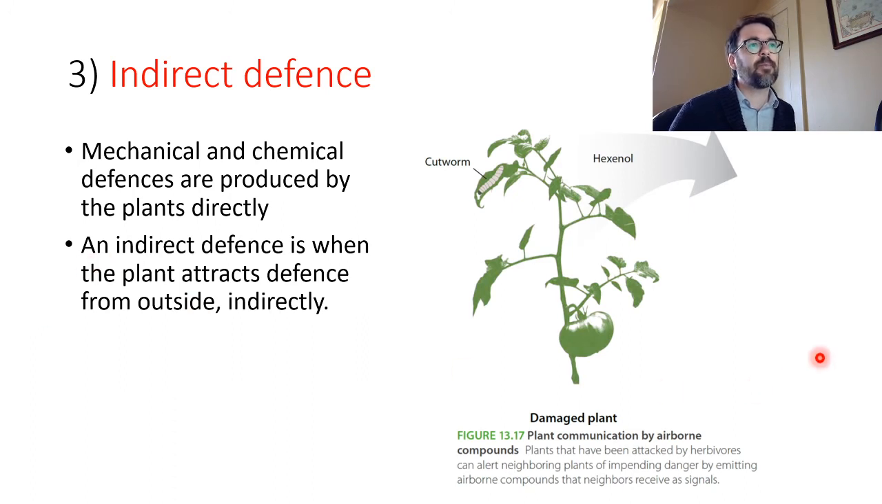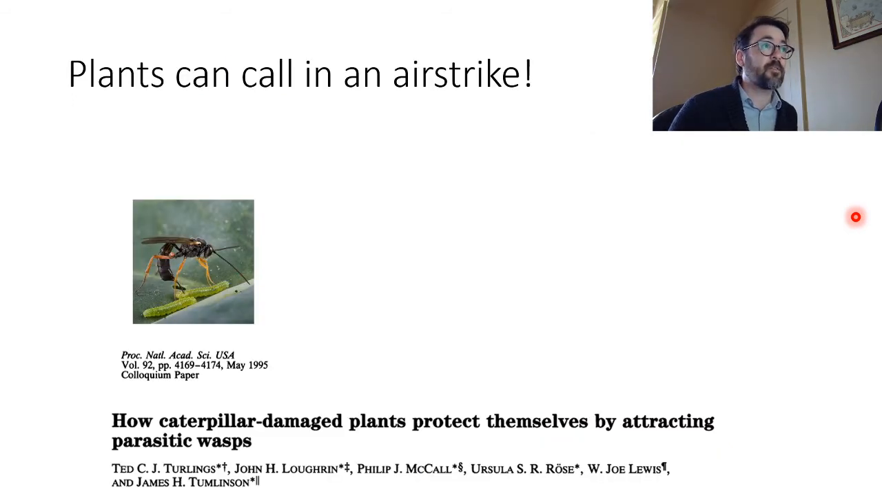Right? So here's an example in tomato where if you damage a plant leaf, and you've probably smelled this, right? If you break a tomato leaf, they really smell a lot. Or a mint leaf, if you break a mint leaf, you can really smell the mint more than if you don't break it. So if you damage a tomato plant, it releases a bunch of volatile compounds. And a lot of plants do this because they're literally trying to call in an airstrike.